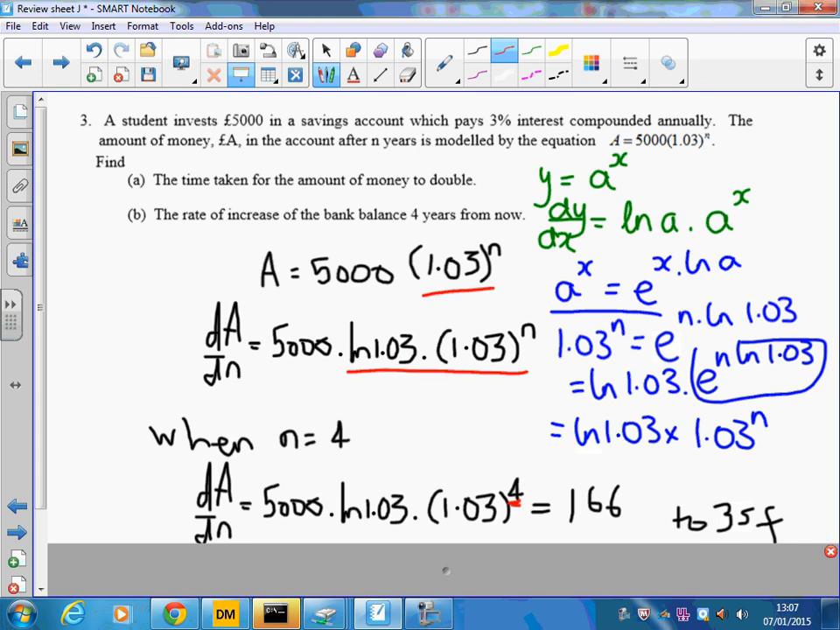Pop it all into a calculator, you get 166 to 3 significant figures. Looking at the unit, that was the change in the amount of money over the time, because it's dA by dn, so that's £166 per year that it's increasing by.